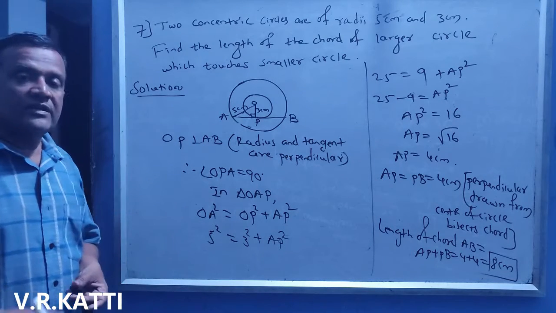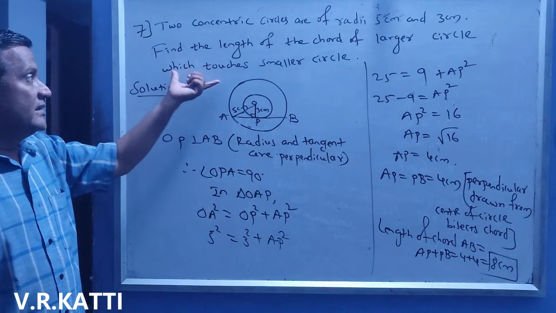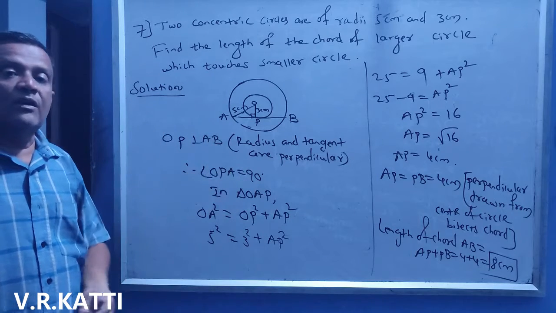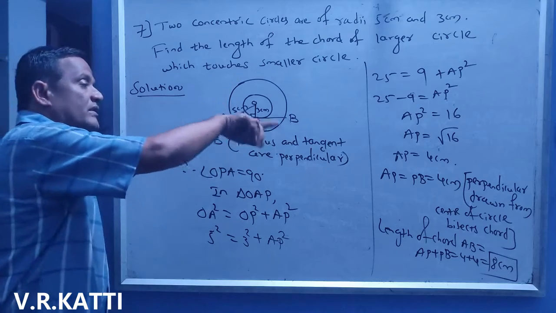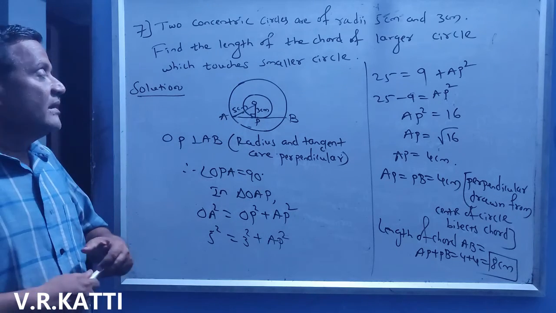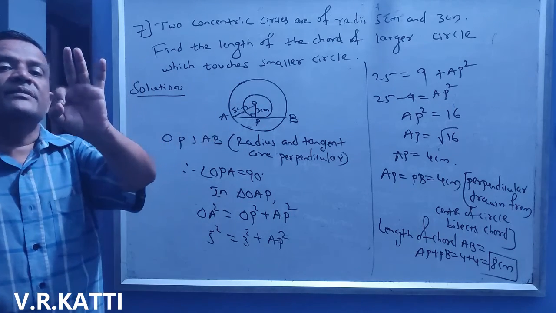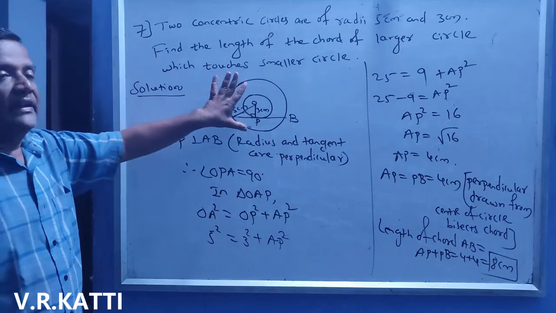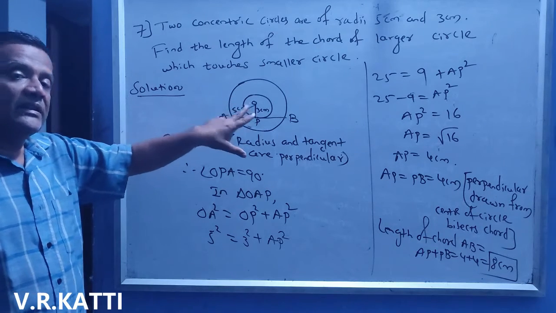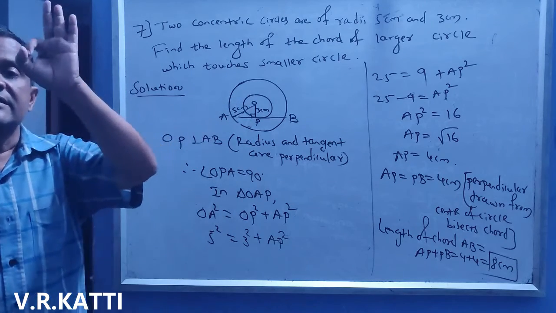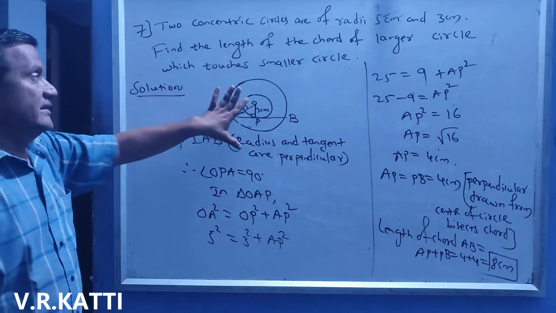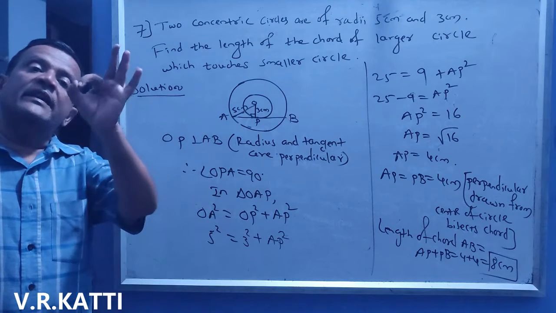Yes, students, understood? This is about finding the length of the chord of the larger circle if the two circles are concentric. Concentric means the circles having the same center but different radii, say 5 centimeter, 3 centimeter, different radii but the center is the same. Okay, students? Now take down the 8th problem.